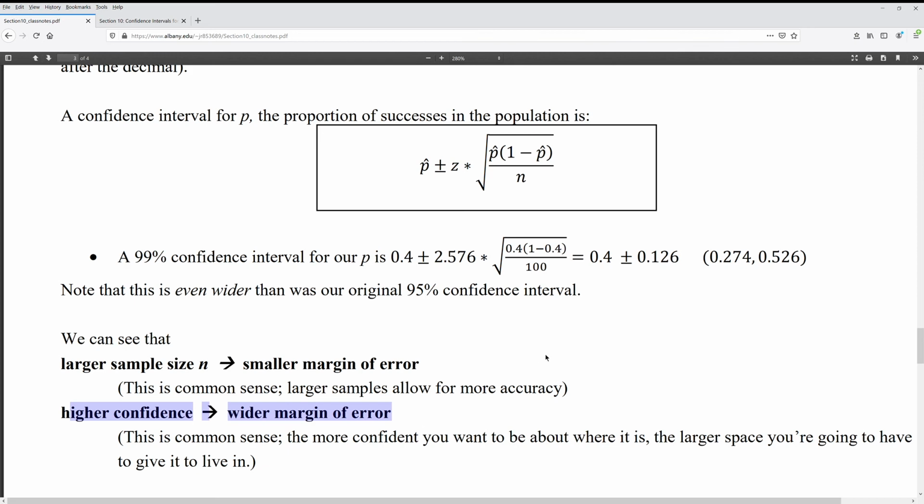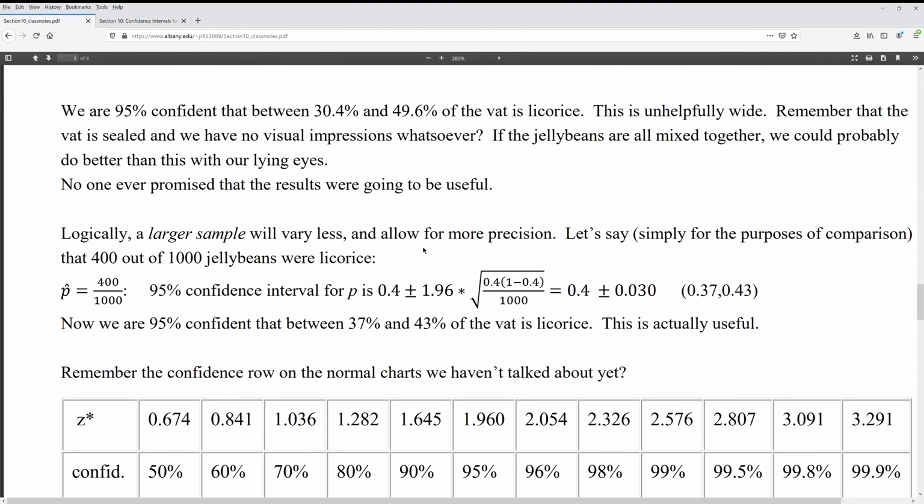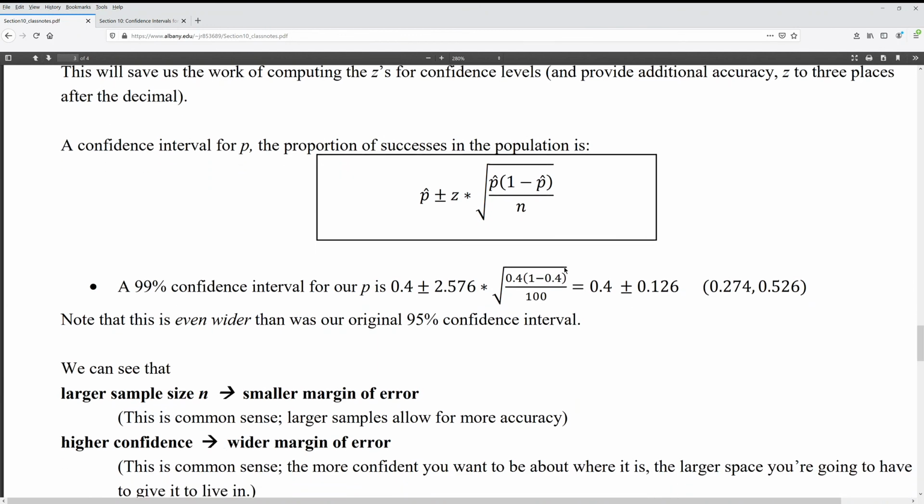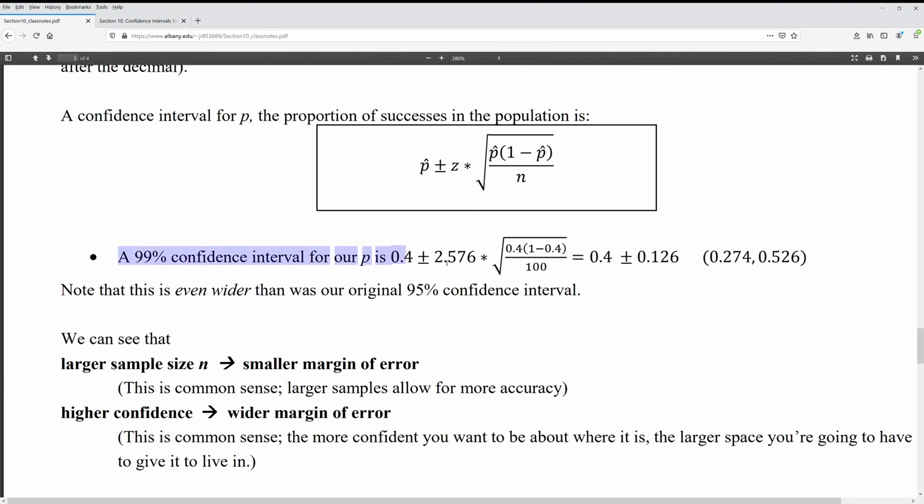So if we actually run the numbers, again, I'm going back to the original sample of 100 now for purposes of comparison. So the n of 100 and p-hat of 0.4, 95% confidence, margin of error is 0.096, 0.304 to 0.496. By way of comparison, if we crank it up to 99% confidence, and of course this would be 100, so there is a typo. That's what happens when you cut and paste. I'll just make a note, 99% confidence.